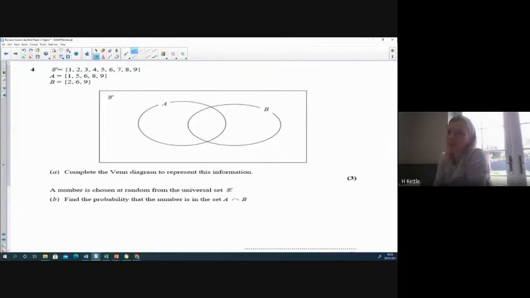Okay, Venn diagram. So we've got this lovely squiggly E up here. Now, this denotes the universal set. So I like to think of that as my universe. That is everything you know about in the whole universe right now. Everything you know about in the whole universe is in that set.